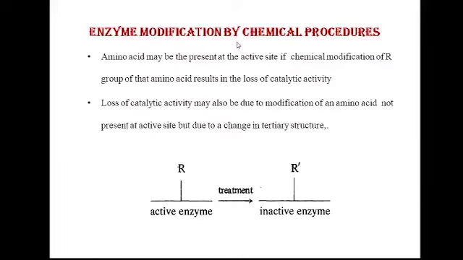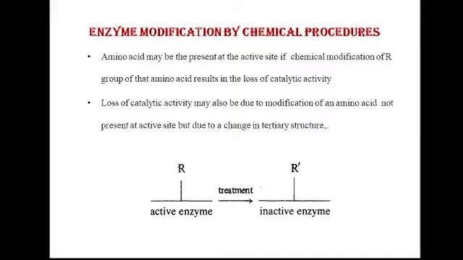So coming to the study of enzyme modification by chemical procedures, we know that at the active site of the enzyme, the amino acids that are present show their R groups, which are free to bind to the substrate. Enzyme being a protein made up of amino acids, the specific amino acids present at the active site, whose R groups are exposed or free to bind to the substrate, play a very important role in substrate binding and further catalysis, or conversion of the substrate to the product.